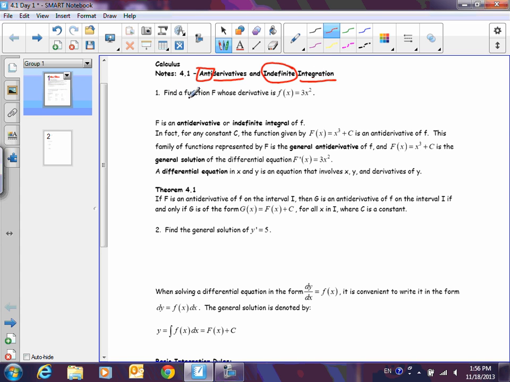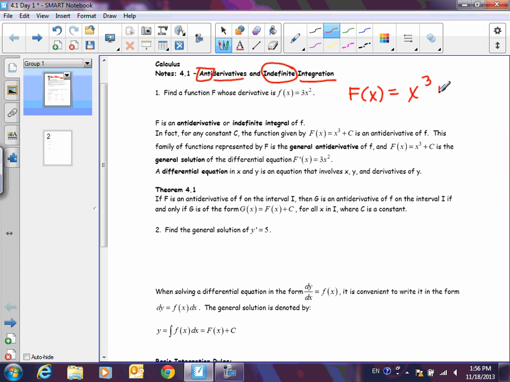So number one, find a function, capital F, whose derivative is f of x equals 3x squared. What would my function be so that when I take the derivative, I get 3x squared? Think backwards from a derivative. x cubed. Now, this is a lot easier for some people to see than others. If you weren't able to come up with this, you are still able to check. What's the derivative of x cubed? 3x squared. That's how you know you did it right.